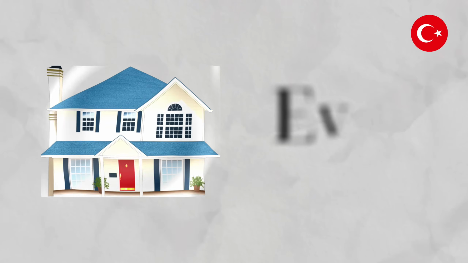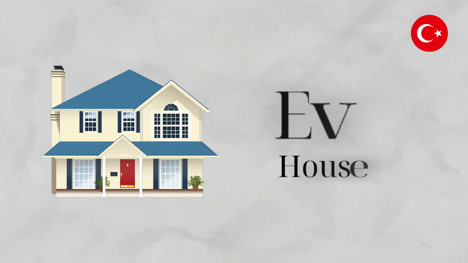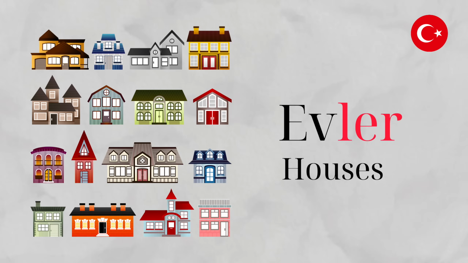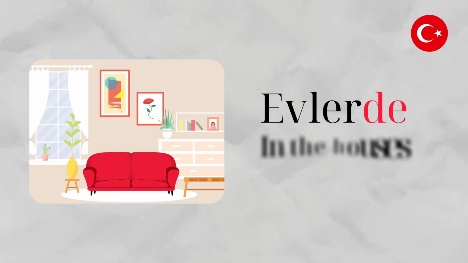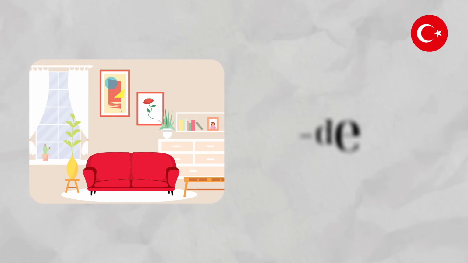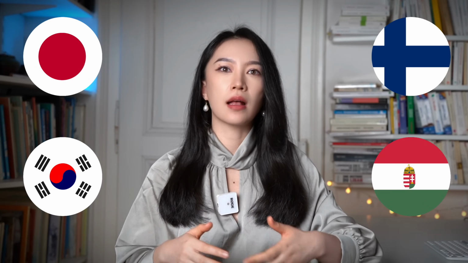For example, the base word ev, house, with a suffix becomes evler, houses, pluralization by adding ler. With a further suffix, evlerde, in the houses, locative case by adding de. There is no agglutinative nature in Arabic and Persian, but languages like Japanese, Korean, Finnish, and Hungarian are agglutinative.